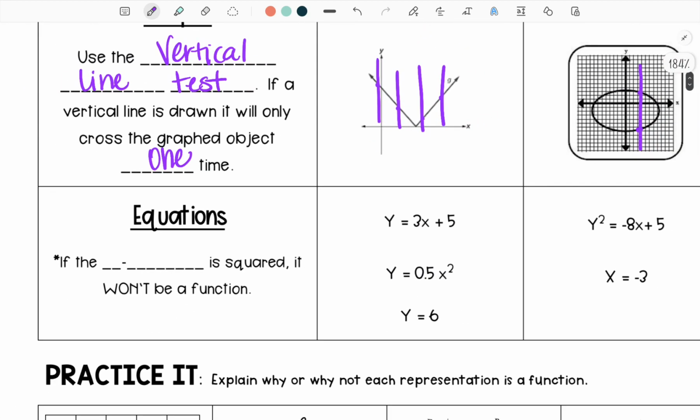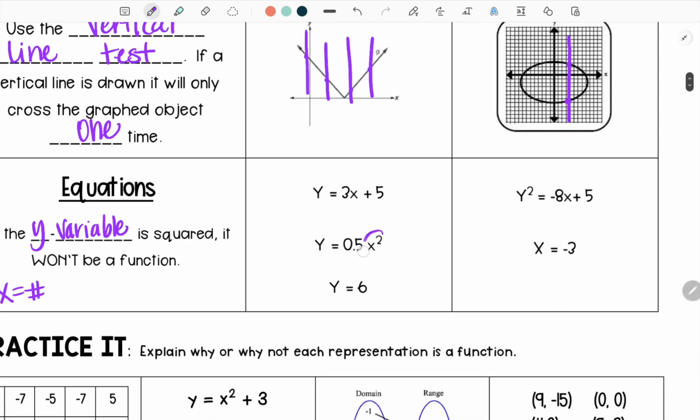Okay, with an equation, if the y variable is squared, it won't be a function. Also, if it's x equals a number, because that's a vertical line, it won't be a function. So x can be squared, that's okay, and it can be just y equals a number, that's okay, and just your basic y equals mx plus b equation is perfect. Those are all great examples of what it is to be a function.